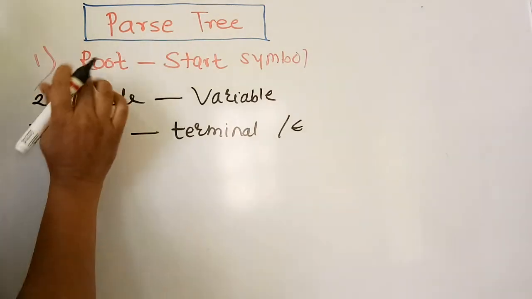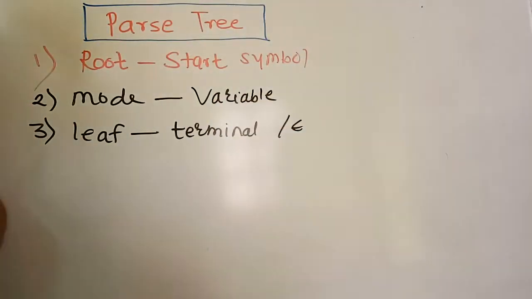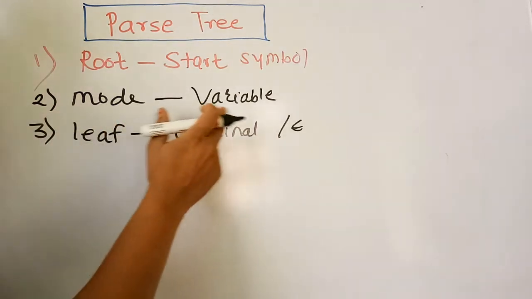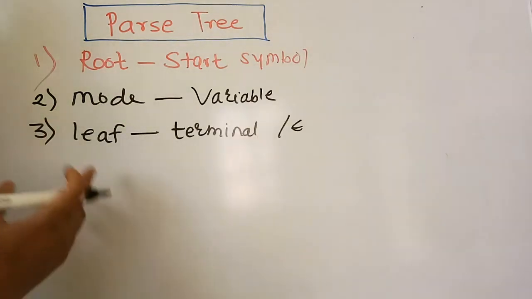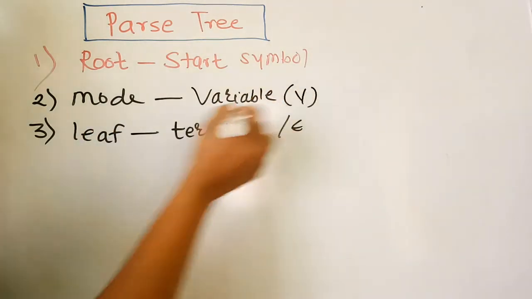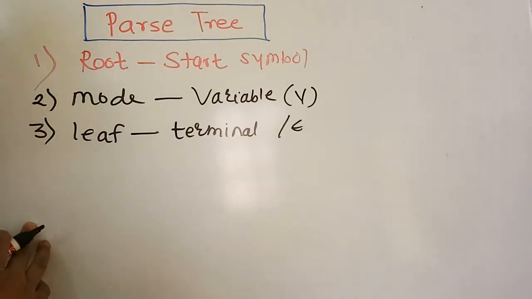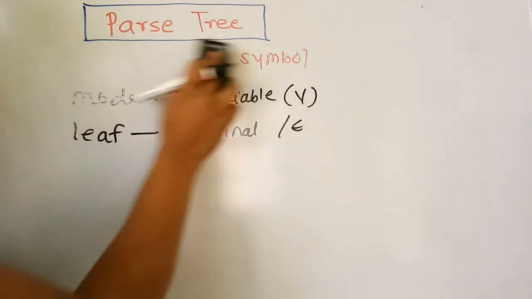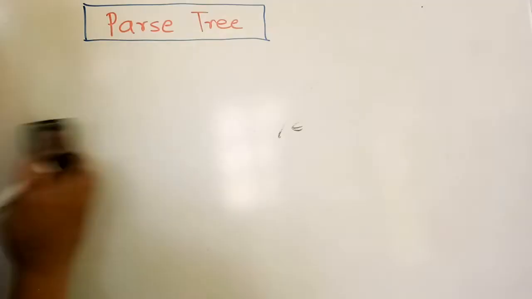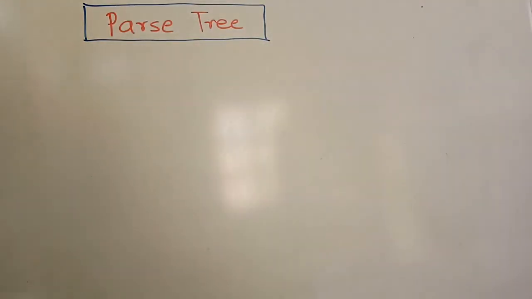That are, first, the root is always the start symbol. Second, the interior nodes can be represented by variables belonging to that set of variables. Then the leaf node is always a terminal or an epsilon symbol. Now I will take one example and try to show you how to create a parse tree for deriving any string from a grammar.